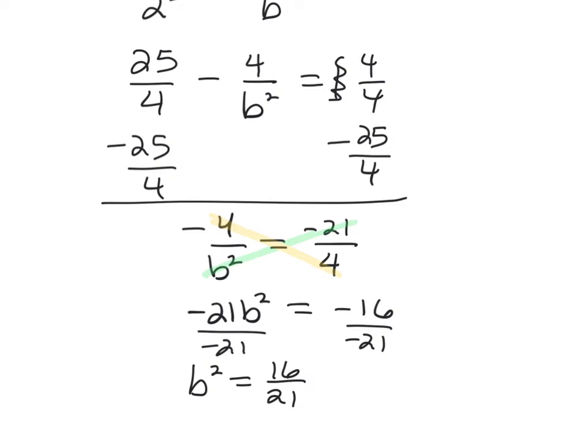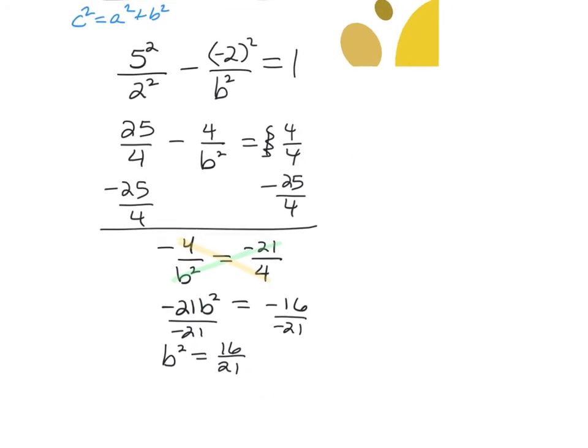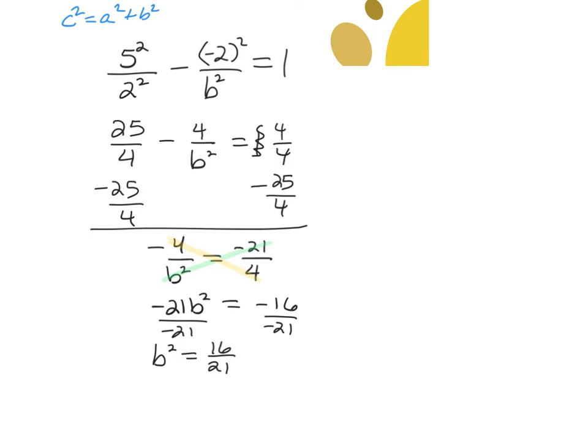Now I have enough information because all I needed to fill in was a squared and b squared. And my a squared I found from the original given information. So it's going to be y squared over 4 minus x squared over 16 over 21.